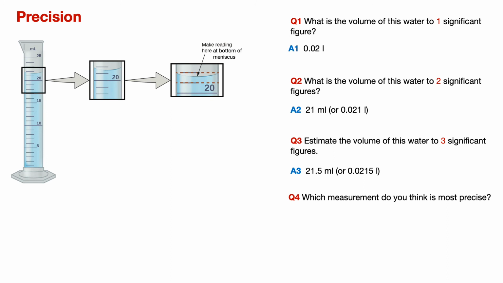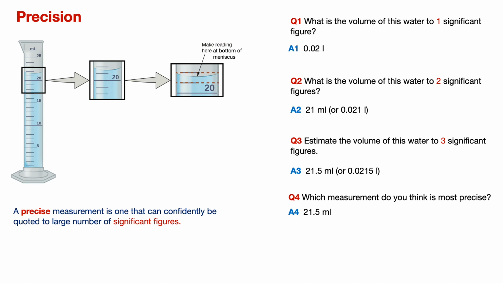Which measurement do you think is most precise? Well, it may not surprise you to learn that the most precise of those measurements was the one given to three significant figures. And that brings us to the definition of precision. A precise measurement is one that can be confidently quoted to a large number of significant figures. So the more significant figures, the more precise the measurement.